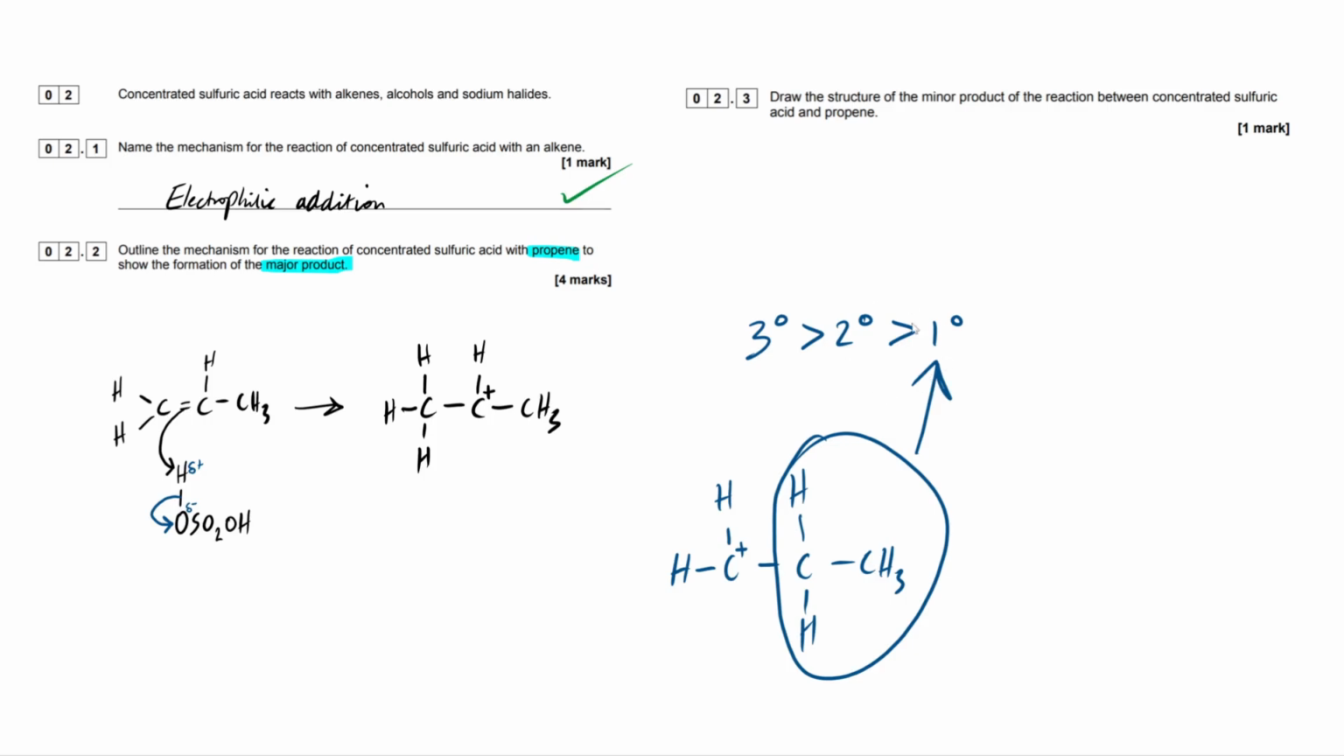Hopefully this is clear. If not, just brush up on your carbocations and you should be completely fine. Now, the area where a lot of students actually make this mistake is they refer to the final product as tertiary, secondary, or primary, whereas this isn't the case, okay?